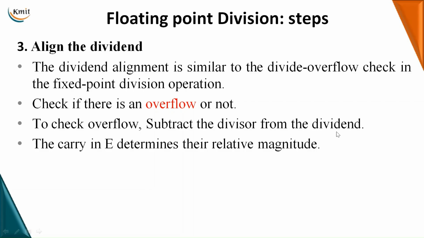We have already done this step in the sign magnitude division, where we checked whether there is a divide overflow situation. Similarly, here we are going to check the overflow situation by subtracting the divisor from the dividend. After subtracting, we check the carry in the E bit. The result of the subtraction will be stored in EA, where E stores your carry bit. The carry in the E flip-flop determines the relative magnitude, whether A is less than B or A is greater than or equal to B.